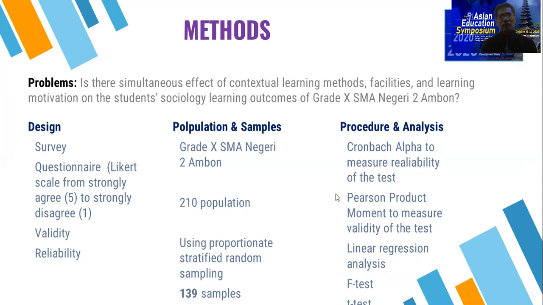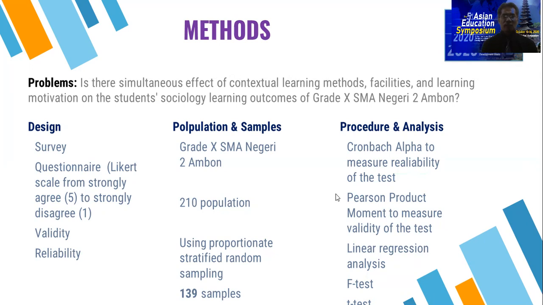What about the population and samples? Well, the population is taken from the students of grade 10 at SMA Negeri 2 Ambon, Indonesia. And we use proportionate stratified random sampling.